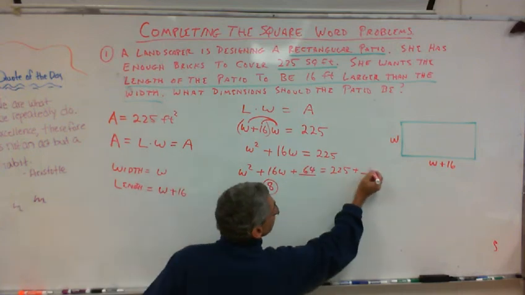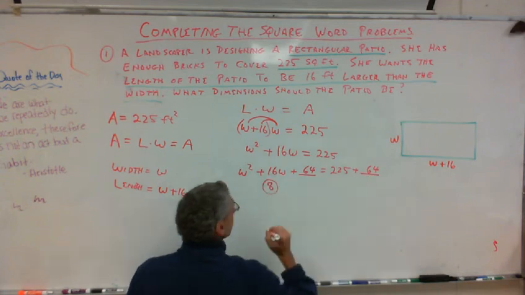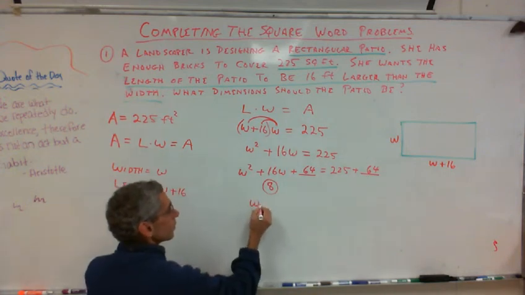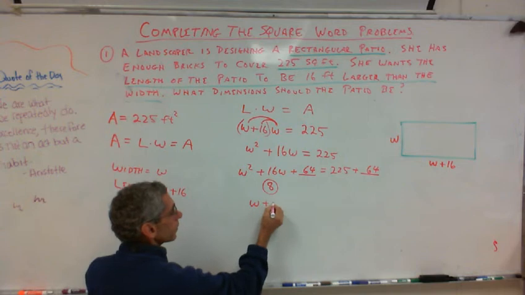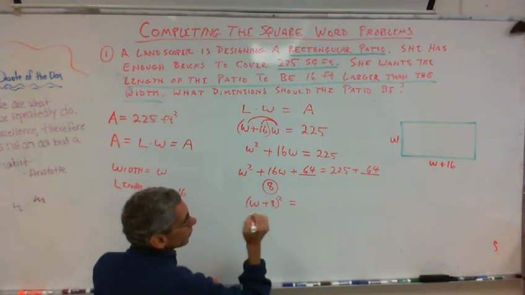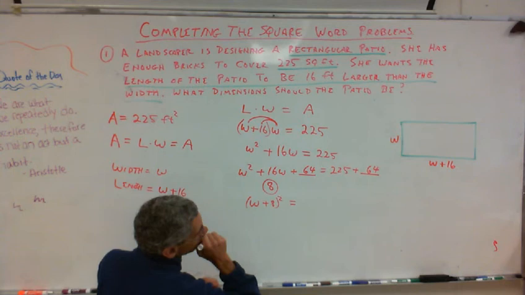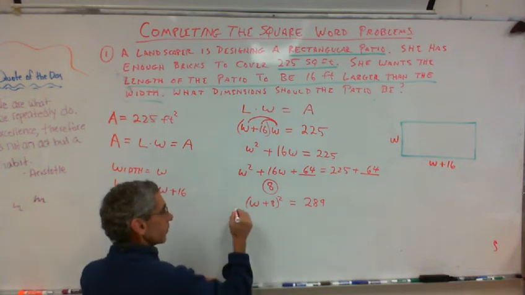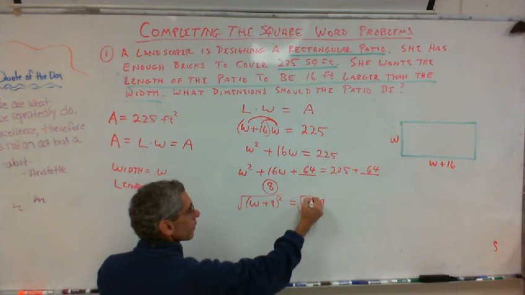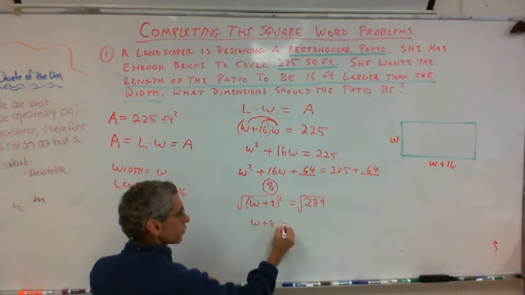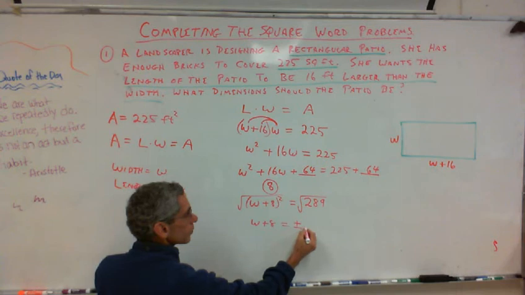64, 64. All right, factoring it. Domenica, help me factor it. So (W plus 8) parentheses squared equals 289. Okay. And then you put a square root sign, and you put W plus 8 equals plus or minus the square root of 289.